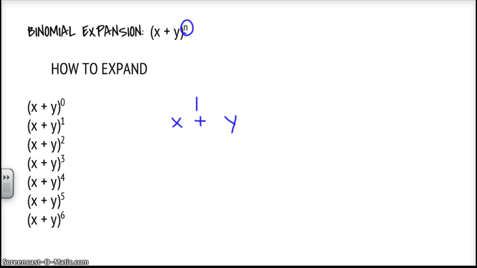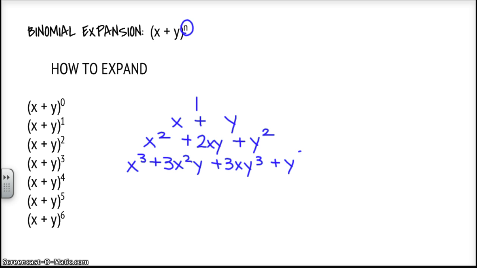Now x plus y squared, you're going to have to kind of just hang on with me. But that should look a little bit familiar from FOIL, right? First times first, outside times outside, last times last. X plus y to the third, we figured out. Now, this is where I said it was going to get a little crazy. Here's what x plus y to the fourth looks like. Wrote that wrong. See, this is what I mean about it getting crazy.